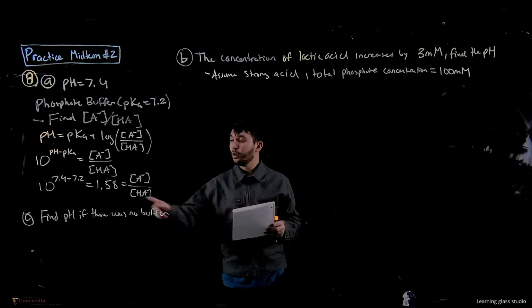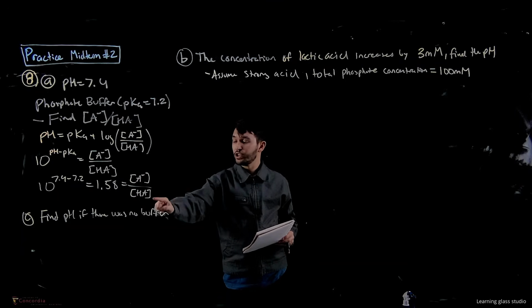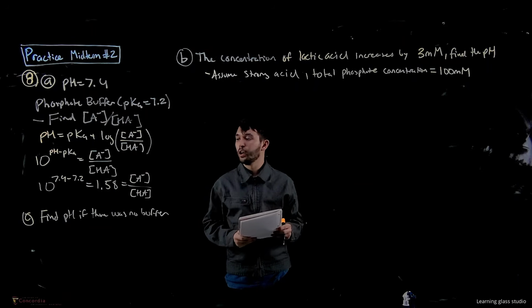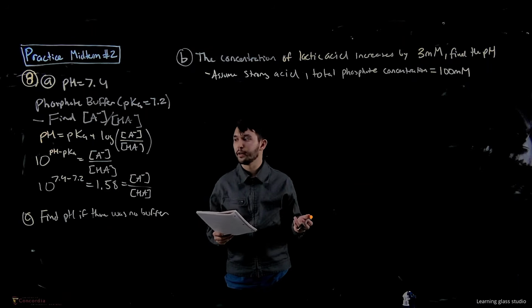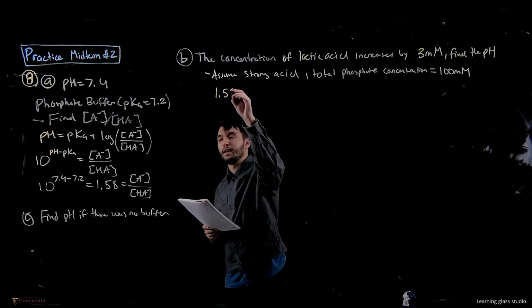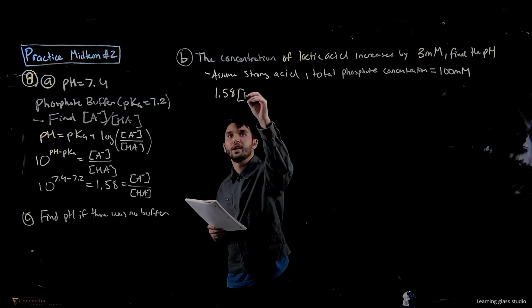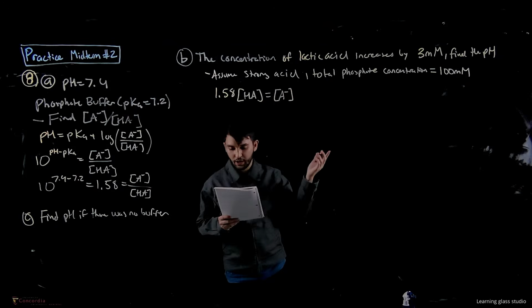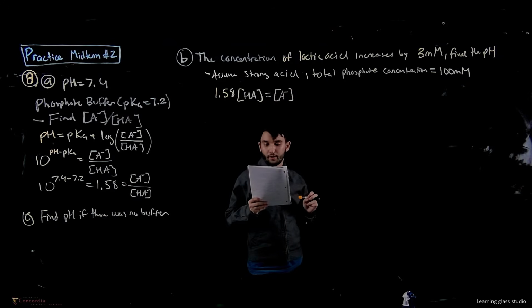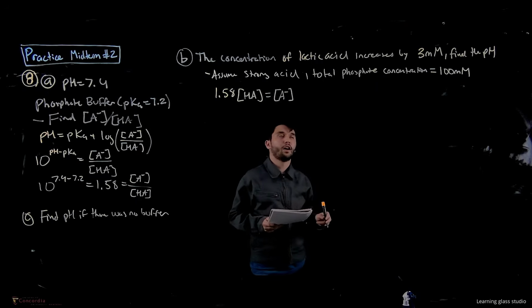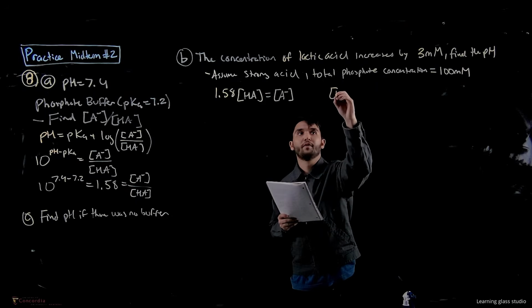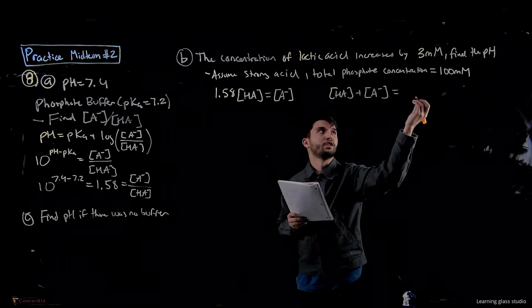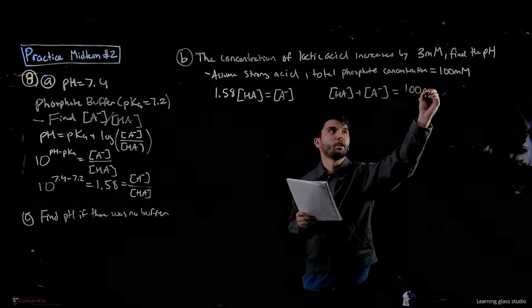And so we know already that the ratio here is 1.58. So we've already solved this. We already have one equation we can use to solve a system of equations here. So 1.58 times HA, the concentration of HA, equals the concentration of A minus. We know that. We also know that the sum of the concentration of HA plus A minus is going to equal 100 millimolar.